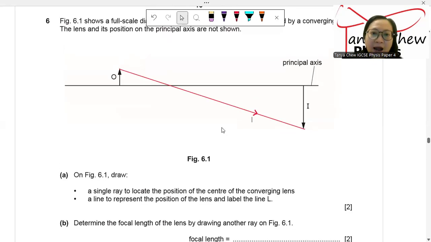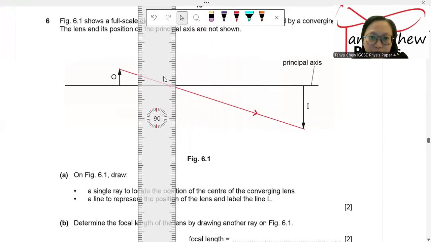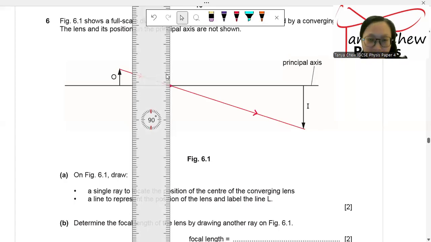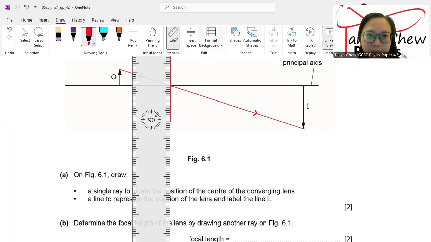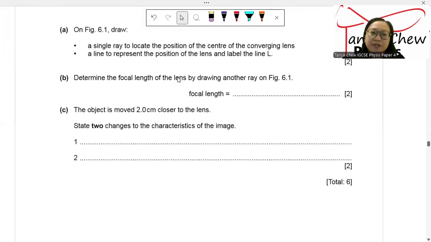So from here, I know that the center of the lens is here. And the next one, they ask you to draw a line to represent the position of the lens and label the line L. So I'm going to do the labeling right now. So this is my ruler. I use a ruler. Draw a line. So I just draw a line here. Keep my ruler. And label this as L. And I'm done.